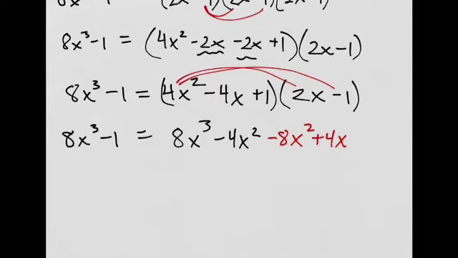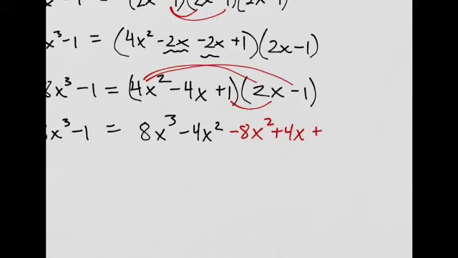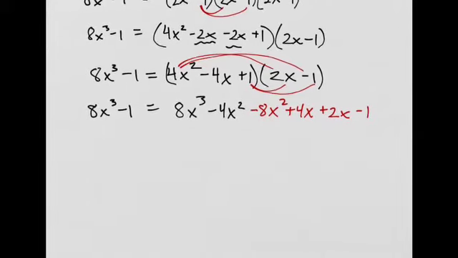Sorry, this should be x squared, right? Negative 4x times 2x is negative 8x squared. Then I have 1 times 2x, that's plus 2x. And then 1 times negative 1, that's just negative 1.